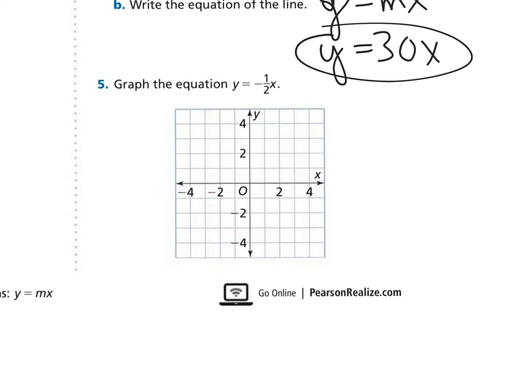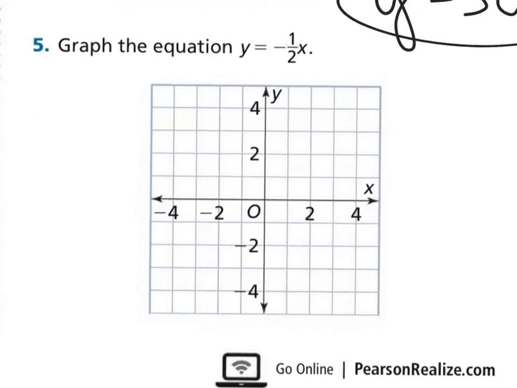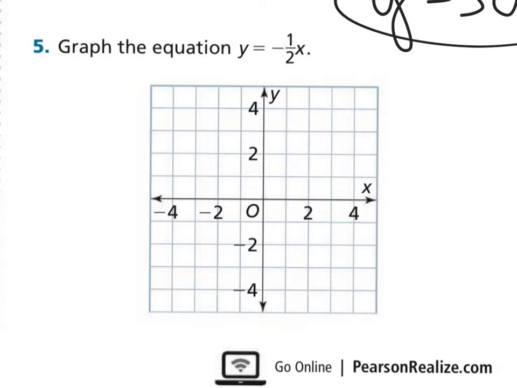So if we look at number 5, they want us to graph the equation y equals -1/2 x. In order to graph this, we have to have at least 2 points, and we are going to be the ones coming up with the points here. Since this is in that y equals kx, y equals mx format, there's nothing being added or subtracted behind it. It is proportional, and so it's going to go through 0, 0. It's going to be a straight line. Now we just need to find one more point.